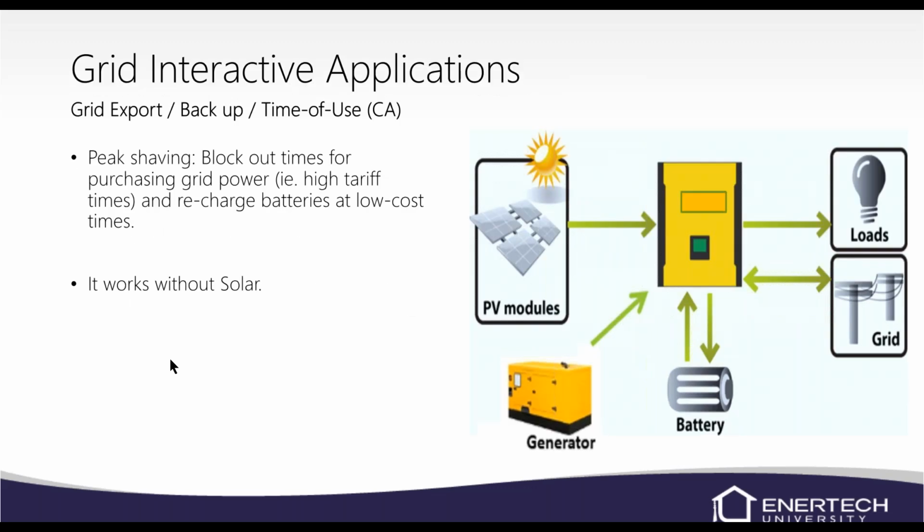So a grid export with backup and time of use. So that would be California. Basically, it's for peak shaving. It blocks out times for purchasing grid power. So, if the grid power jumps up, let's just say 10 cents a watt during the middle of the day, we wouldn't want to charge the batteries during that time. We would prefer to charge the batteries when the power from the grid is a lot cheaper. So that's why we want to probably charge the batteries in the morning or in the evening, if possible.